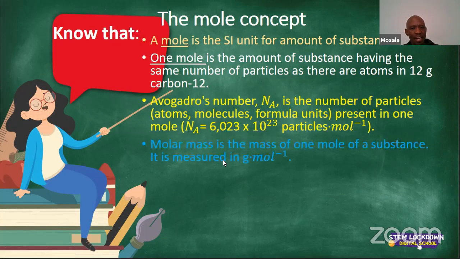Right, and the molar mass of a substance is the mass of 1 mole of a substance. So if we are referring to a molar mass, we are simply referring to the mass of 1 mole of a substance. It is measured in grams per mole. So if we are given the molar mass of argon gas, it will be 40 grams per mole.